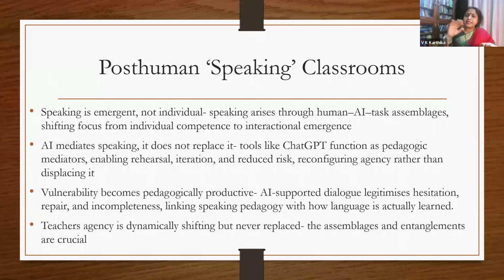And AI mediates speaking, but it does not replace it, as I said in the beginning. So all the AI tools like Gemini or ChatGPT can actually be mediators. They can offer possibilities of rehearsal, iteration, and reduce the risk of morale being hurt, reconfiguring agency, but it never displaces the agency, which is something that we need to understand. And as I said, vulnerability becomes pedagogically productive, like when I'm hesitant to say something, or I use the wrong construction. So if teachers spot these things and give a proper prompt without making the vulnerability visible to the entire classroom, which used to be a problem in the classroom, right?